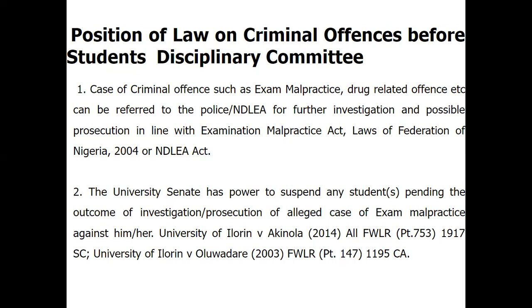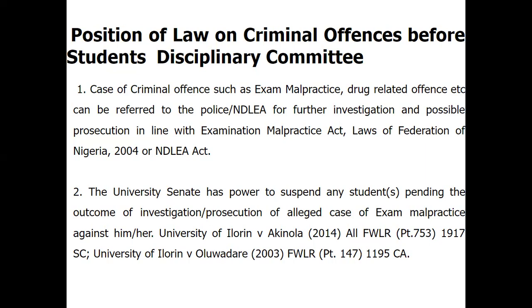But let's continue. When you look at number one on the slide where I am, it has to do with the position of law on criminal offenses before the Student Disciplinary Committee. As we all know, the Student Disciplinary Committee is a body set up by the university authority for the purpose of carrying out investigation on whether a particular student should be recommended for a particular punishment, having gone through the necessary procedure and requirements.